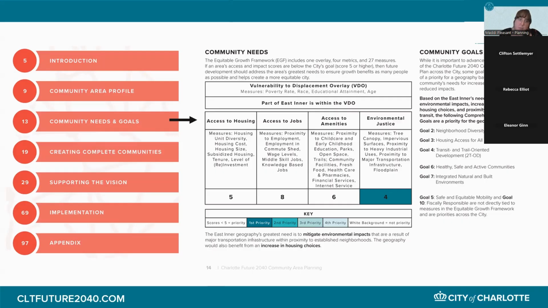And then the 10 comprehensive plan goals were linked to these four metrics. And if a metric scored less than 5, the associated goals were identified as priorities for the geography. All goals are important, but this prioritized list helps prioritize limited dollars and resources.